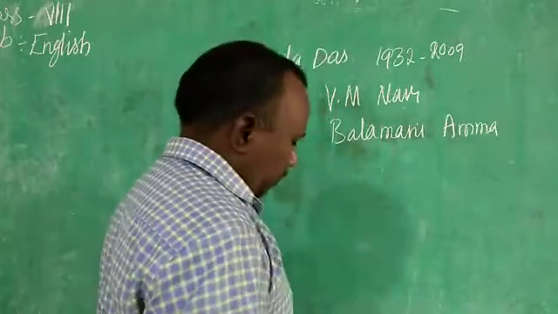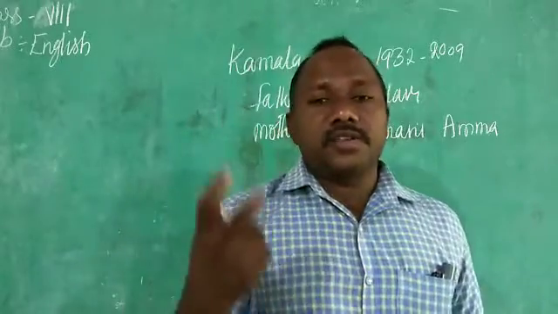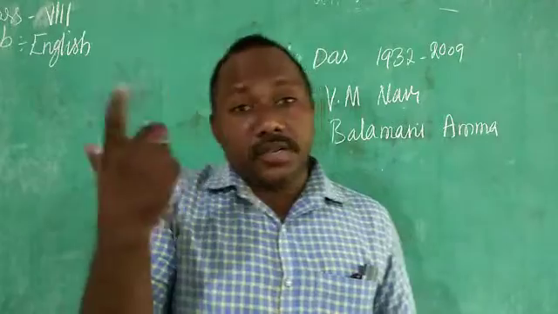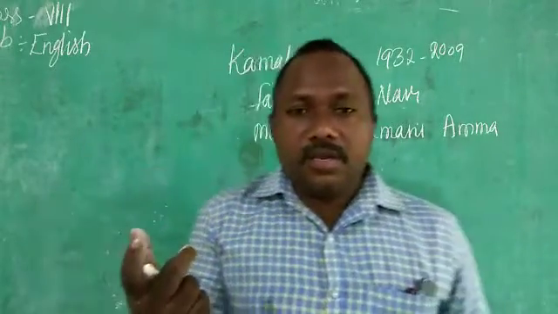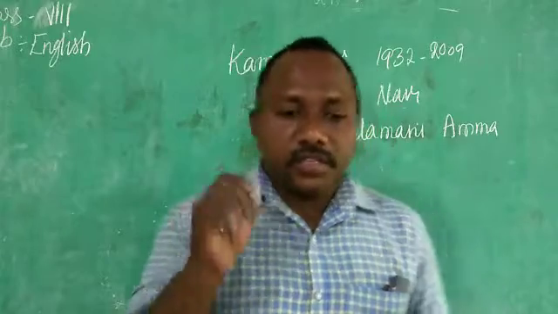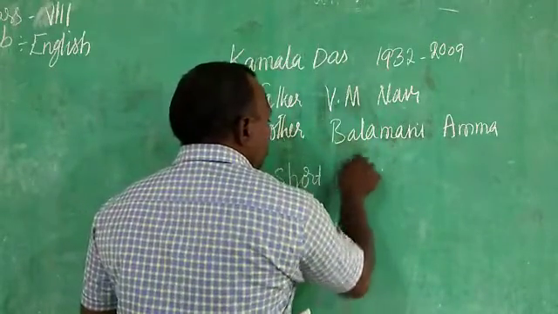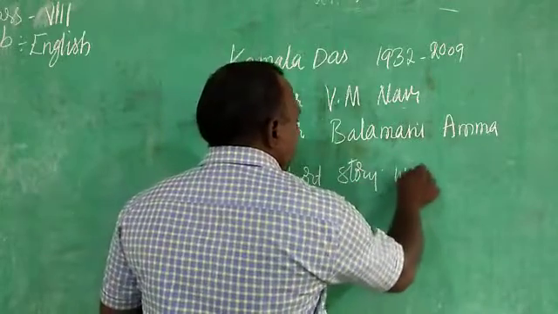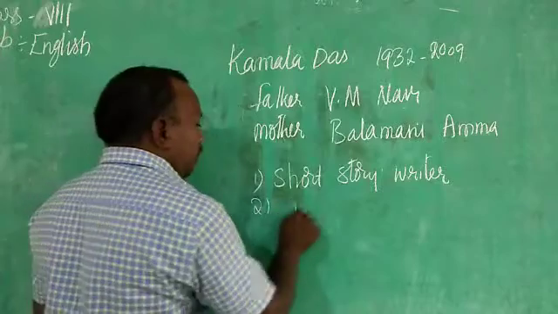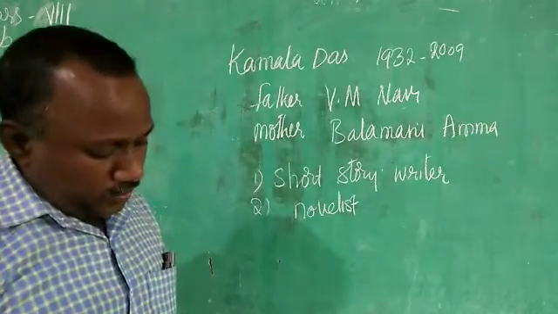Balamani Amma is an internationally known poet, and she is very famous. That's why she is called an internationally known poet. Kamala Das is also a short story writer, and she is also a novelist.